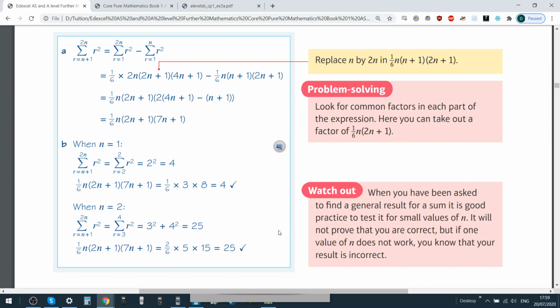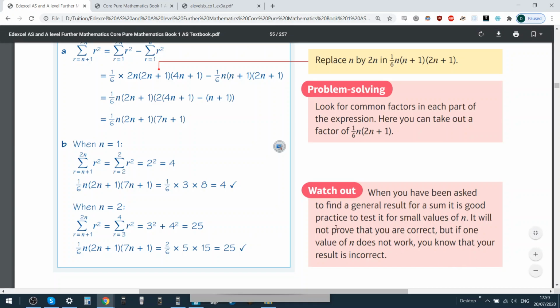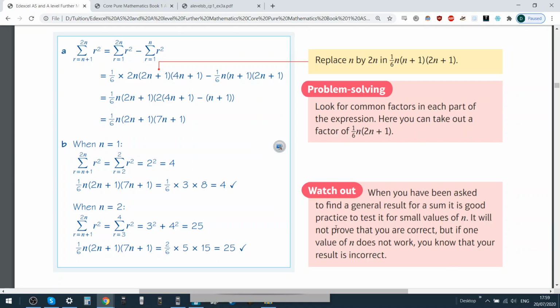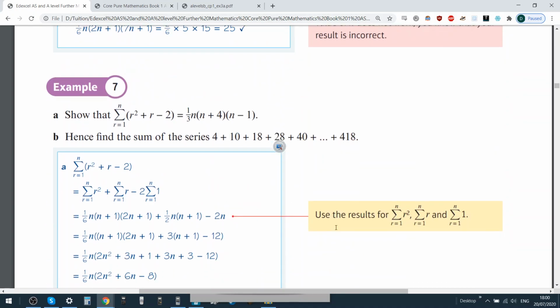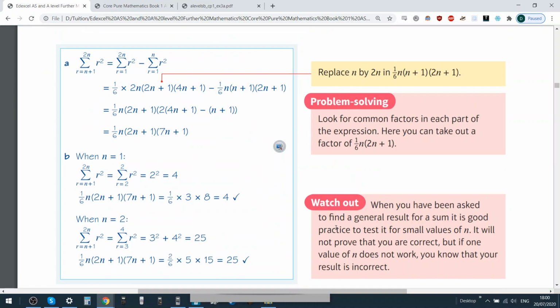Okay, so that was enough for that. When you've been asked to find the general results, checking examples will not prove that you are correct, but if one does not work, then it's wrong. Any questions there? No. Okay, so that's the beginning of those ones. I like the look of them, though, so far.